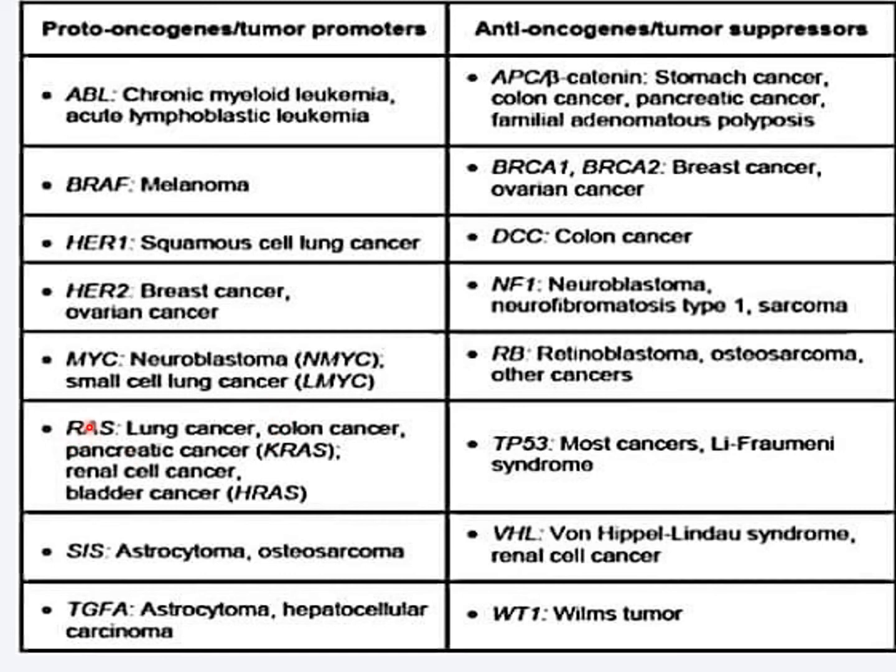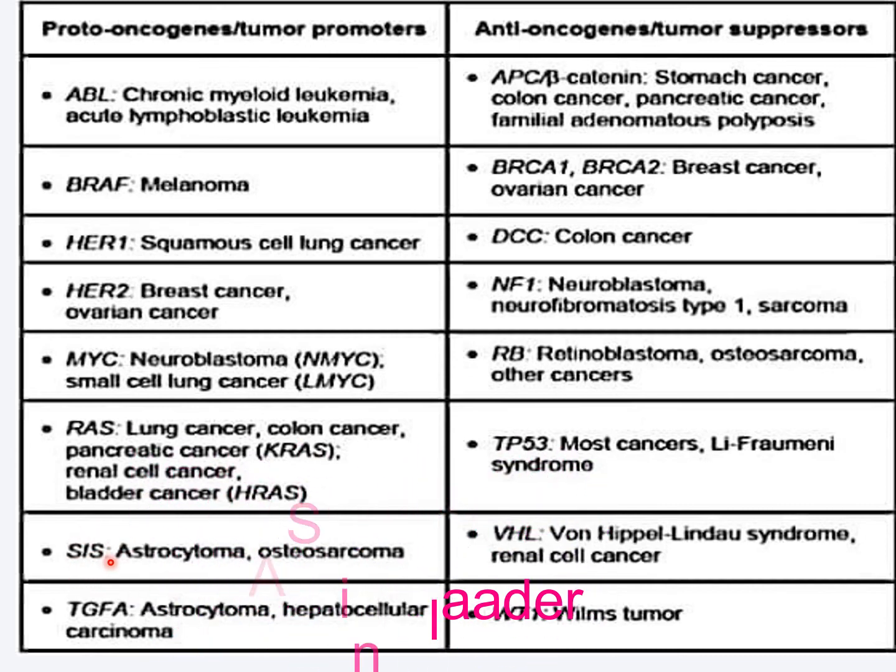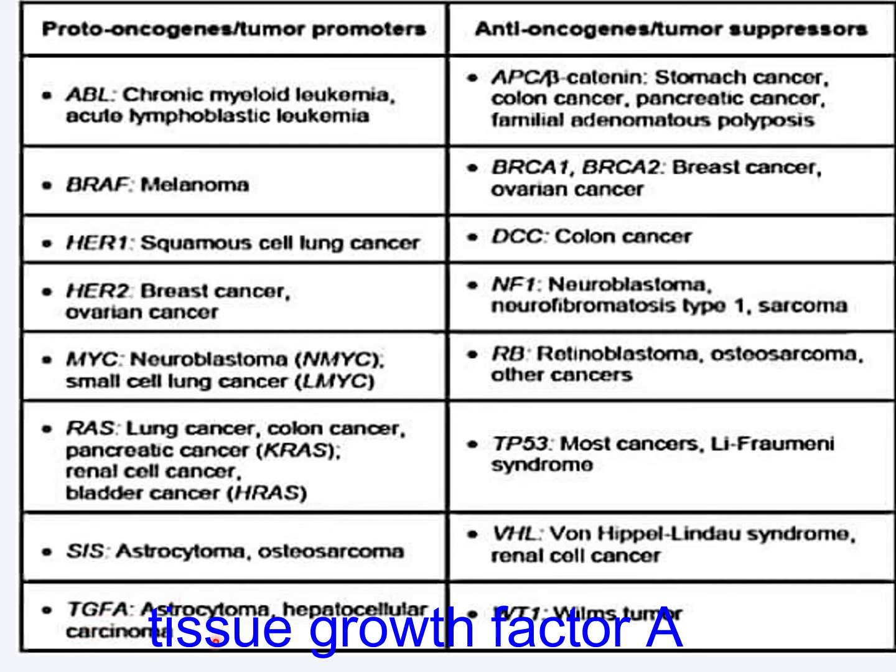We have RAS with other subvariants. RAS is found in lung carcinoma and colorectal cancer also. KRAS is a subtype of RAS found in pancreatic carcinoma and renal cell carcinoma. HRAS is found in bladder cancer. Another gene called SIS, an oncogene, is found in astrocytoma and osteosarcoma. Another oncogene, called tissue factor A, is found in astrocytoma and hepatocellular carcinoma.